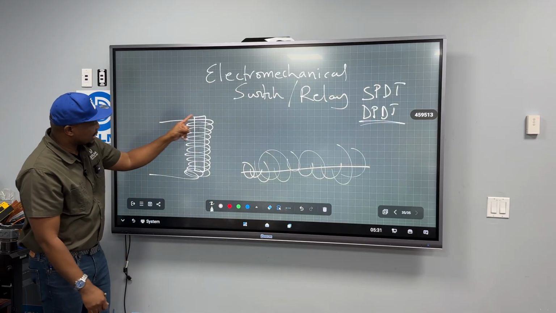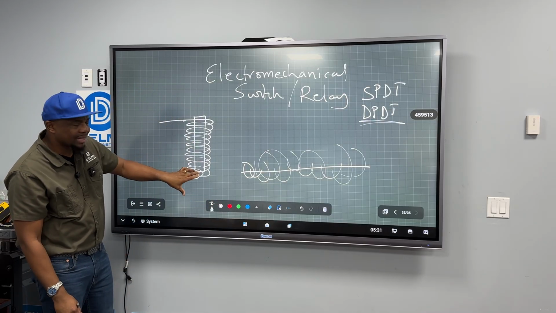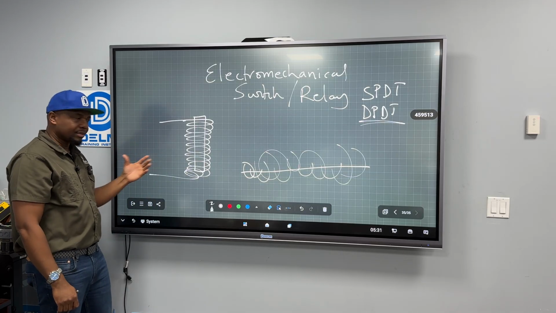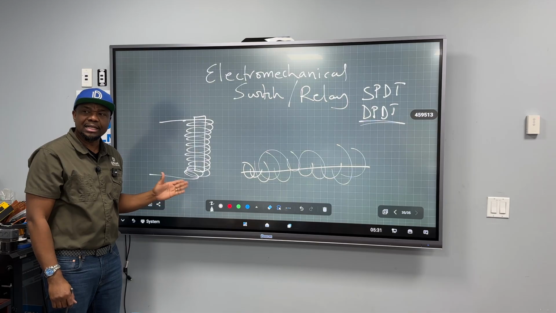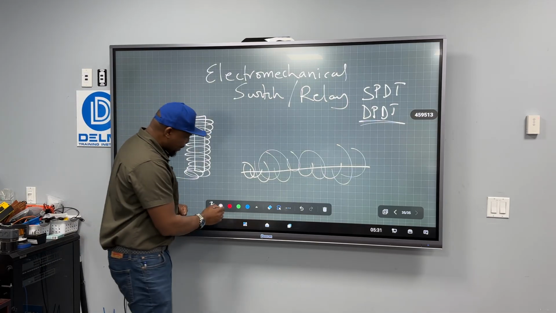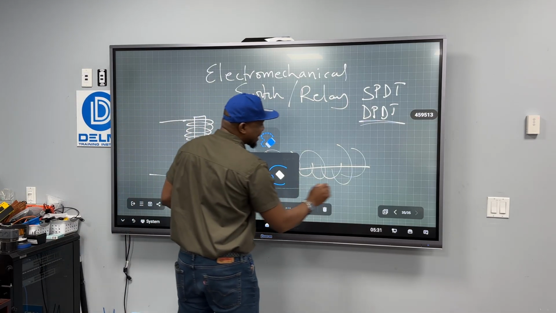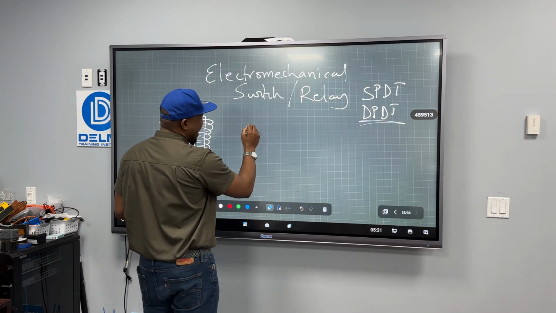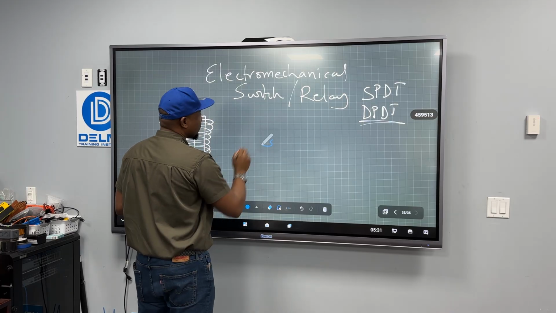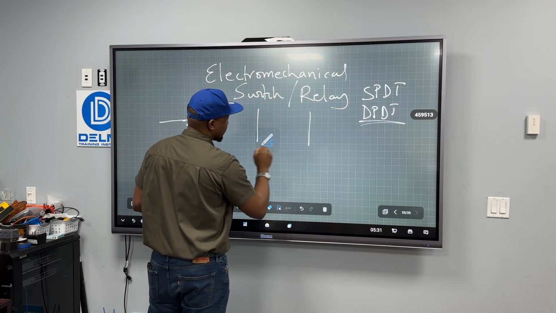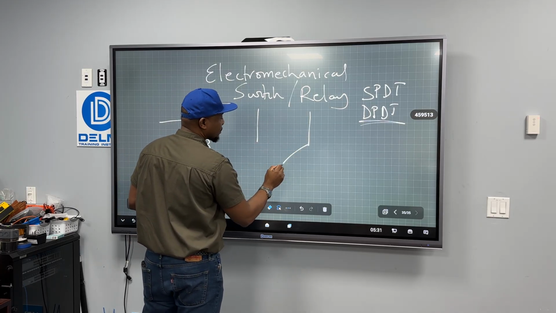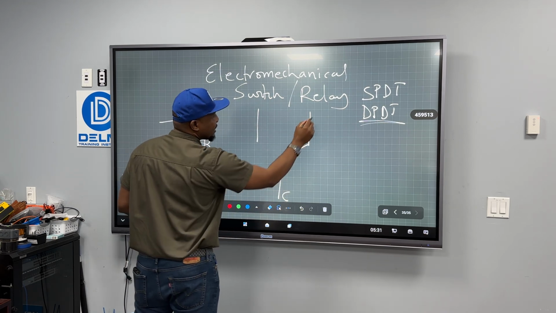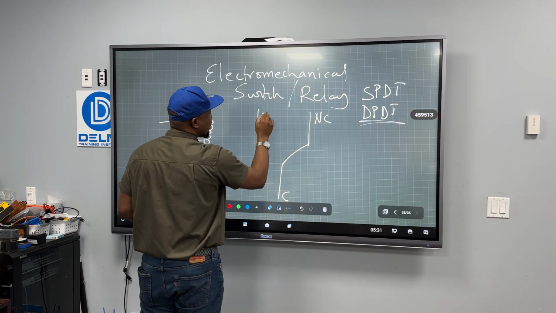So when you send electricity through it, the soft iron becomes magnetized. And when you take the electricity away, it becomes soft iron again. That's just how they've done it. So let me go back and draw our single pole double throw. We have this. This is the common, this is the normally closed, this is the normally open.